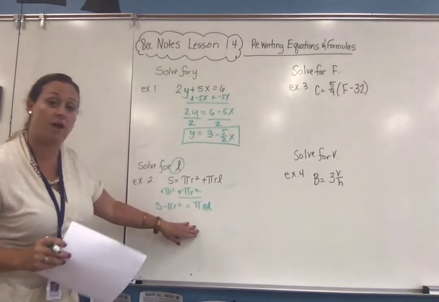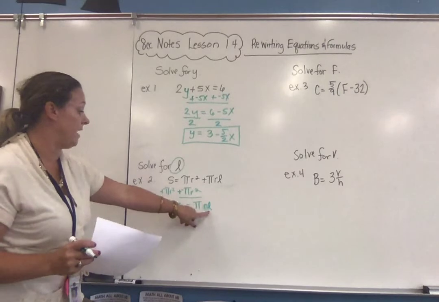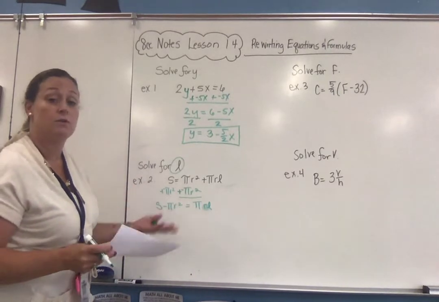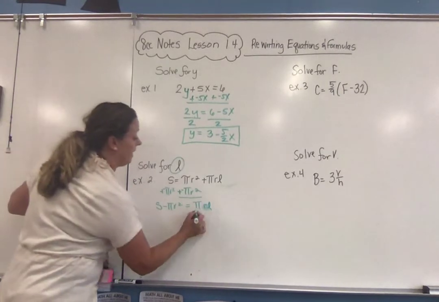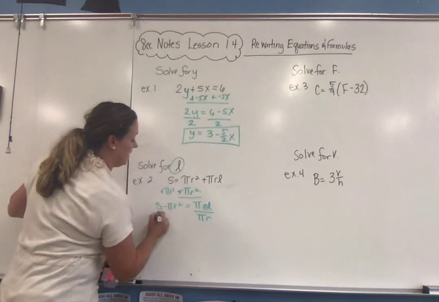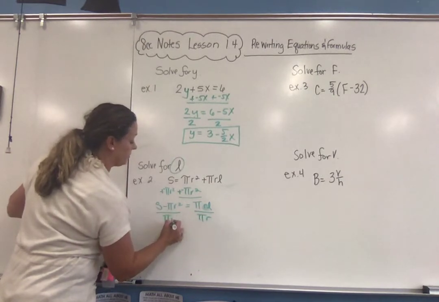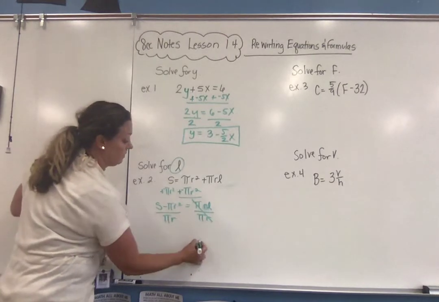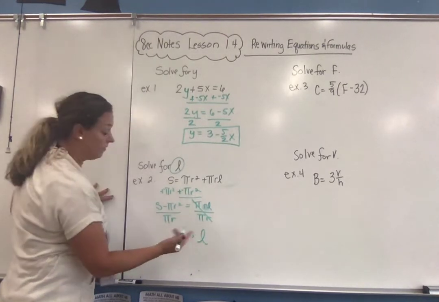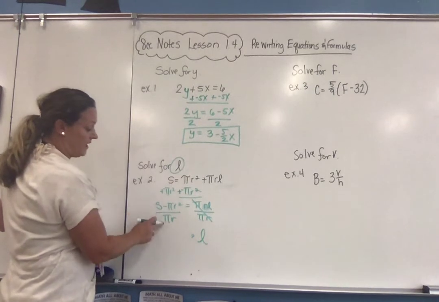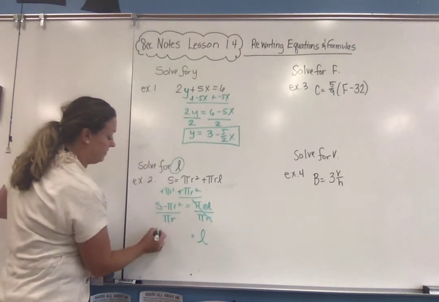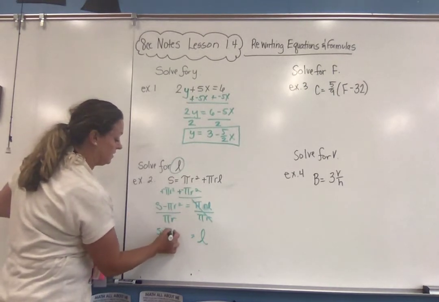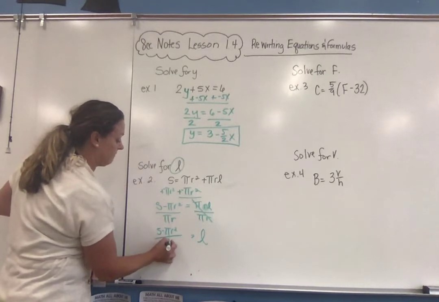And then I need to figure out what is being multiplied by L, and it's pi and r. So therefore I have to divide both sides by pi r. And again, I divide every term on the other side by pi r. Those are now canceled. I'm left with L, length. And then because s and pi cannot be divided, I can just leave it as this. This is my final answer.